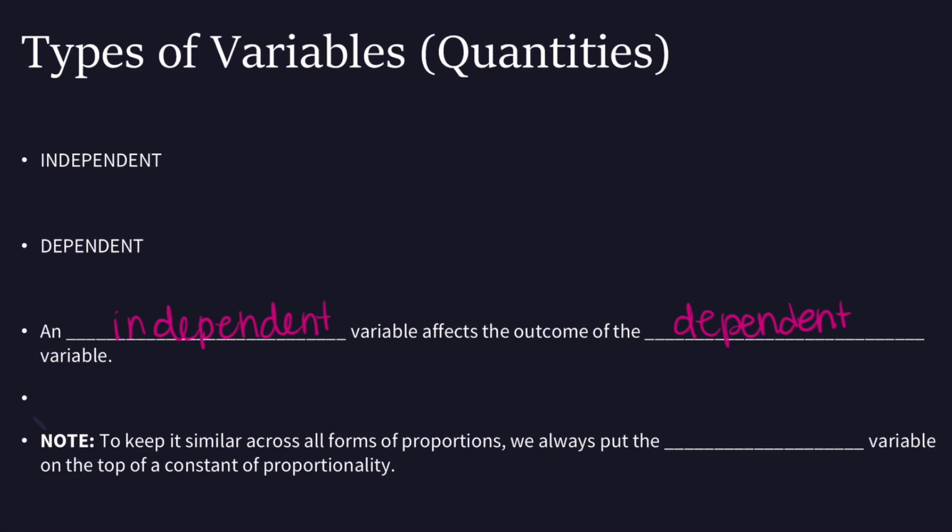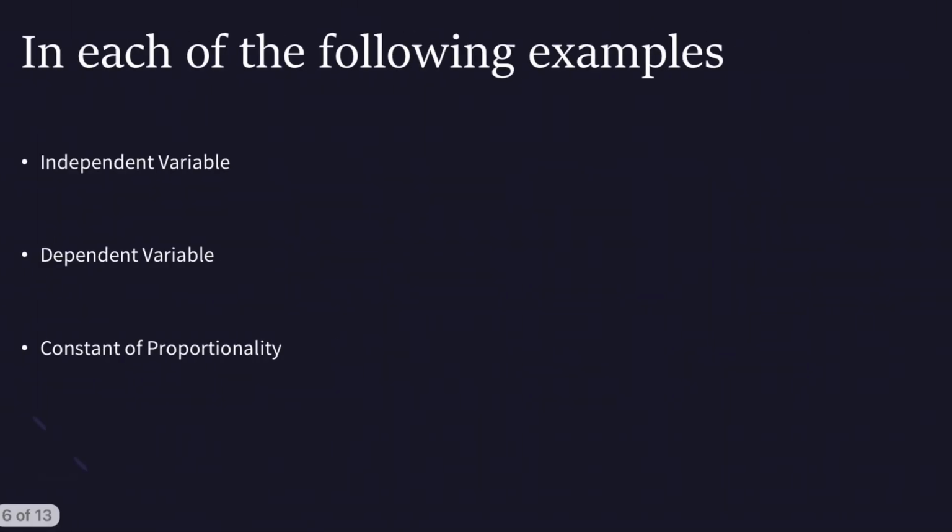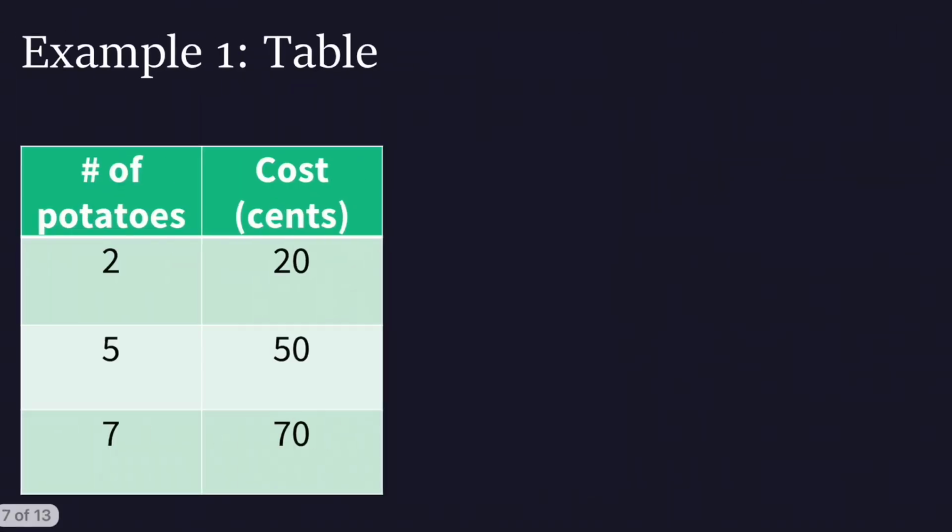So to keep it similar across all forms of proportions, we always put the dependent variable on top, and I'll explain more about this at the end of the video. In previous videos, maybe if you've looked at unit rates, it really doesn't matter which one you put on top or on bottom, but to keep it consistent, we are going to be putting the independent variables on the bottom because it helps us to be able to compare across the board. So for each of these following examples, we're going to determine the independent variable, the dependent variable, and the constant of proportionality. So in this first example, we have a table.